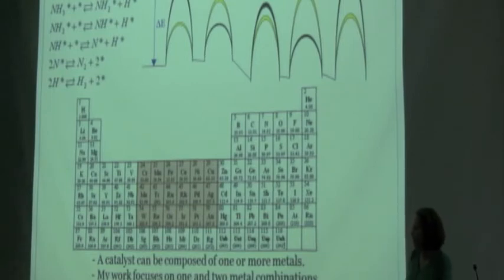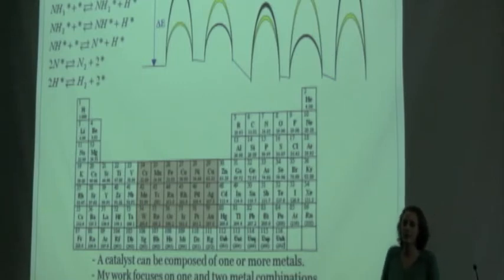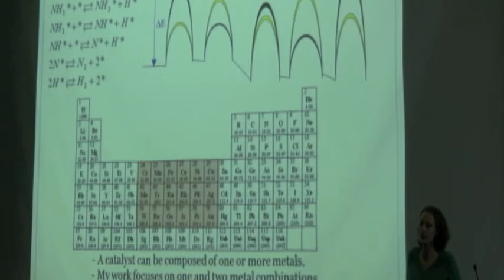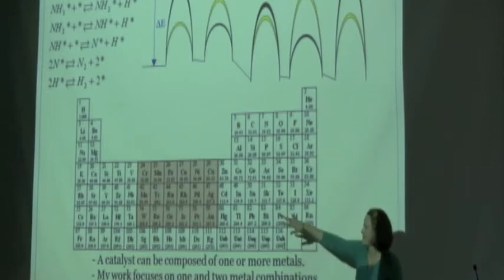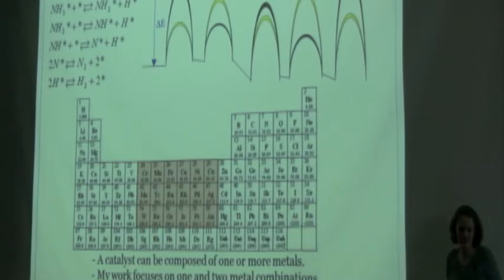And so a catalyst can be composed of one metal, or it can be composed of many metals. For my work, I work on catalysts that have one metal, or combining it in order to have 2 metals. And the main metals that are used for catalysts are the ones highlighted in orange.